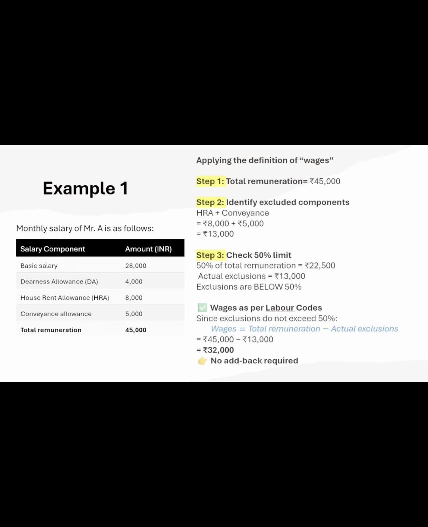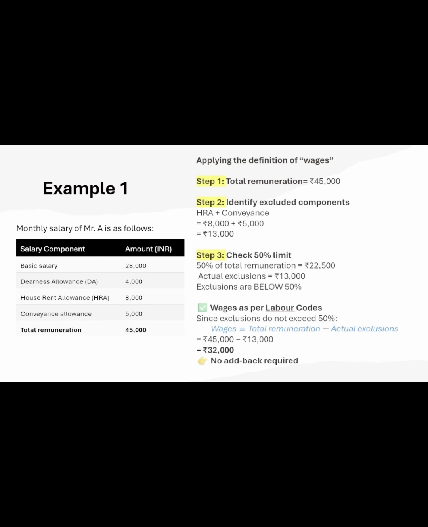Let's look at this example. Mr. A's total monthly salary is 45,000. Out of this, HRA and conveyance allowance add up to 13,000. The law says excluded allowance should not be more than 50% of the total pay, correct? In this case, 50% is 22,500 and the actual exclusion is only 13,000. So we are within the limit.